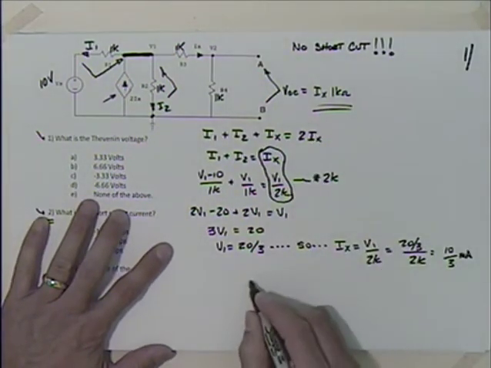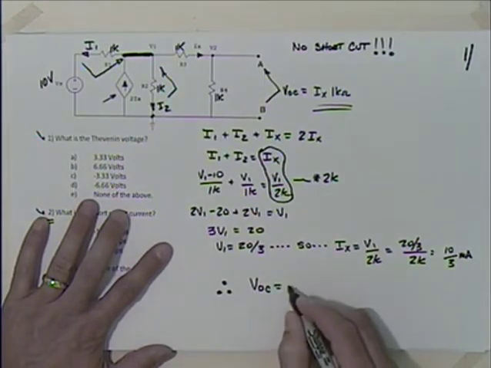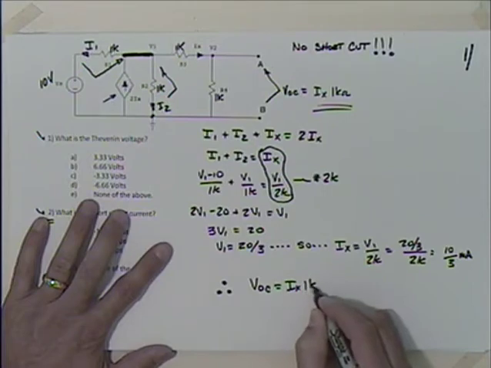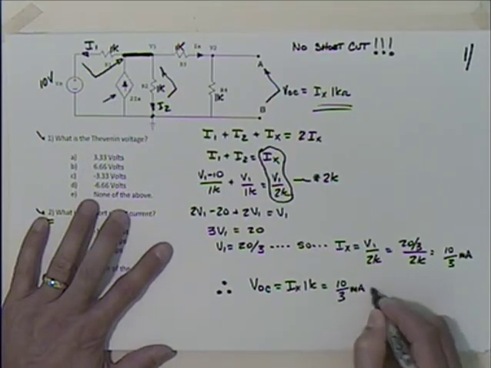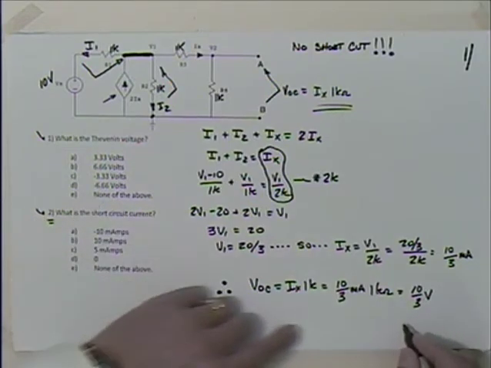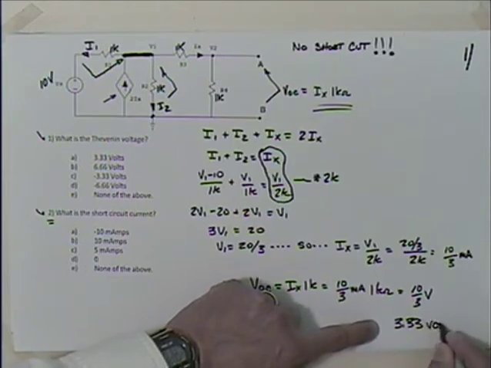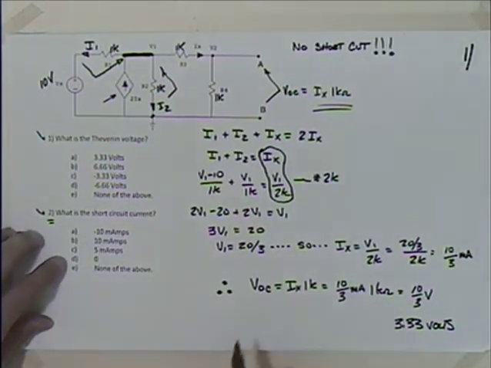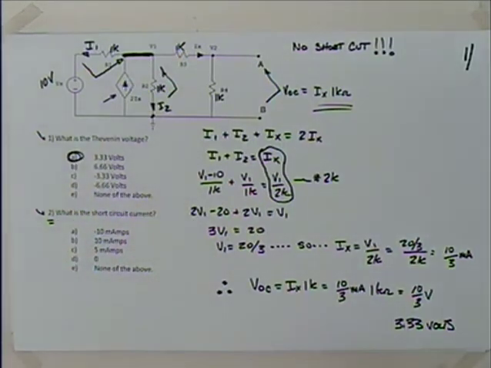So therefore, V open circuit is going to be equal to Ix times 1K, which is 10 over 3 milliamps times 1 k-ohm. Millis and kilos cancel, and I end up with 10 over 3 volts, which would be 3.33 volts. Do we have an option for that? Yeah, right there. Option A, 3.33. Good. Okay.